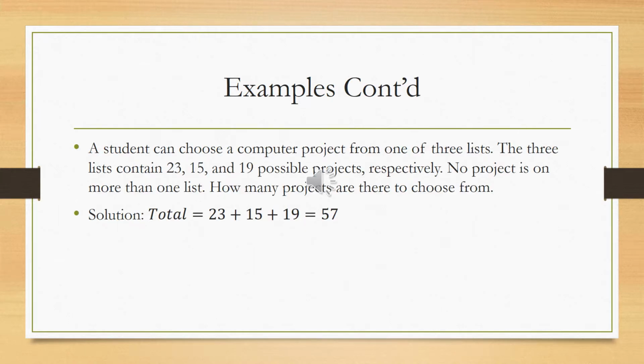Examples continued. The student can choose a computer project from one of 3 lists. The 3 lists contain 23, 15, and 19 possible projects, respectively. No project is on more than one list. How many projects are there to choose from? The total is equal to 23 plus 15 plus 19.